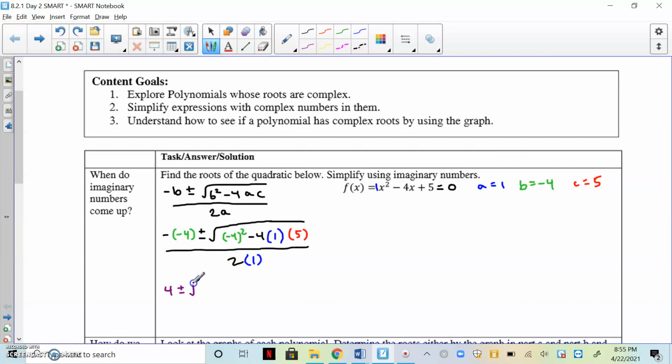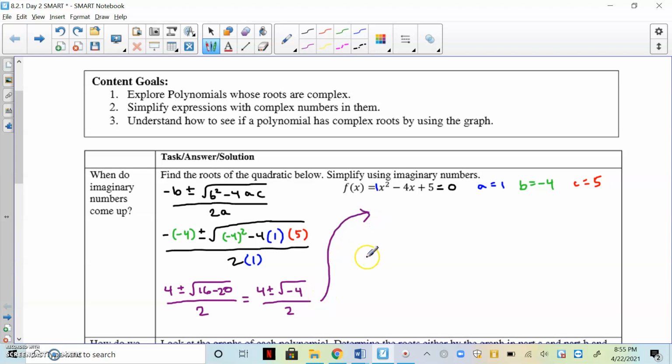So plus or minus the square root of, negative 4 squared is going to be 16, and negative 4 times 5 times 1 is going to be negative 20. All over 2 times 1, which is just 2. Now this is starting to look better, but we can simplify even more. We know that 16 minus 20 is negative 4, so we'll replace that inside. Now it's looking even better, but we can go even farther.